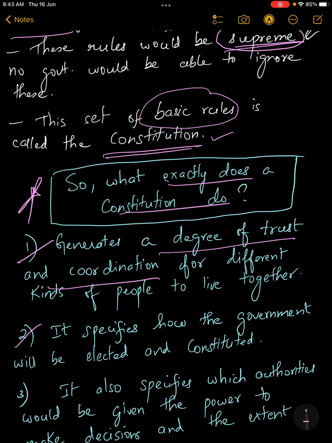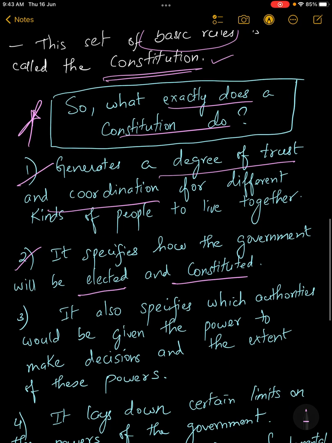Obviously, who tells all of this? God doesn't come and tell all of this. It is the Constitution which says the manner in which the government will be elected and how it will be constituted. How many ministers will be there? How does the Prime Minister get elected? What is his role? How does the President get elected? What is his role? How does the Chief Justice of the Supreme Court get elected? What is his or her role? So on and so forth. So it specifies how the government will be elected and constituted.